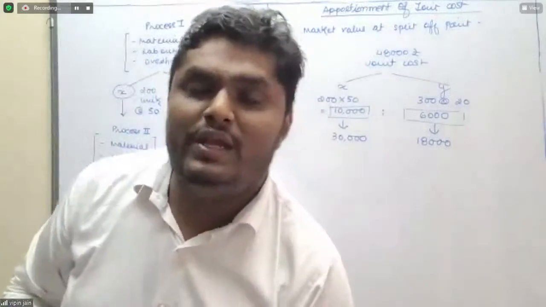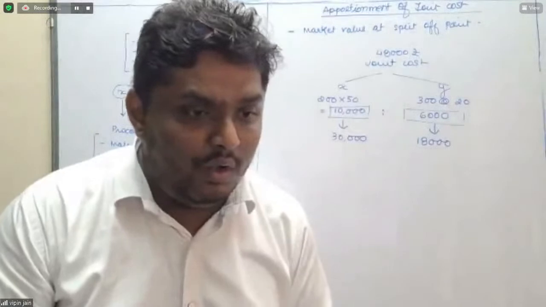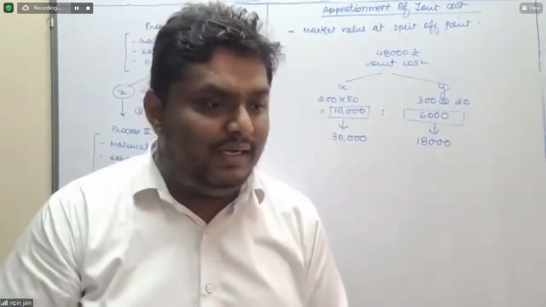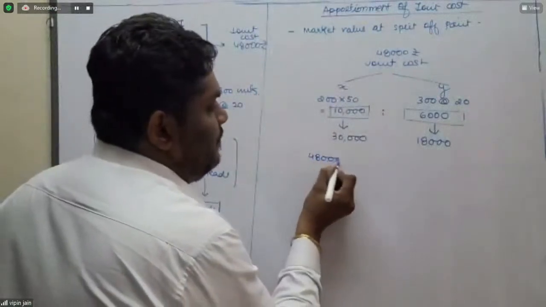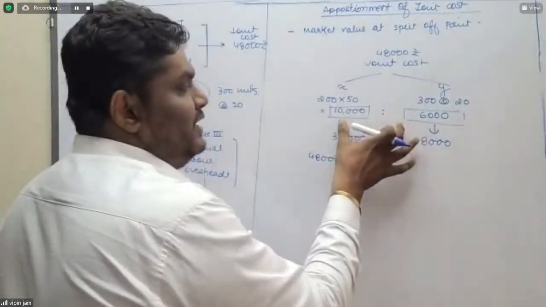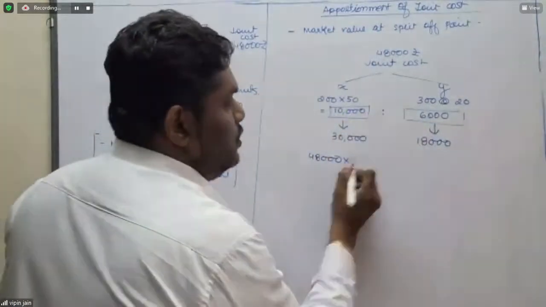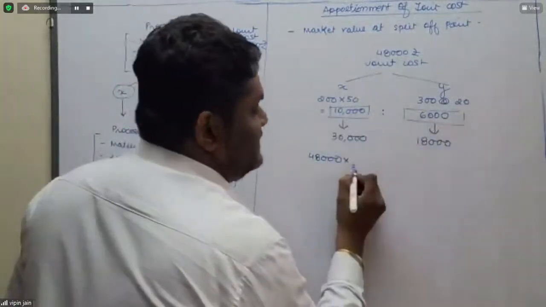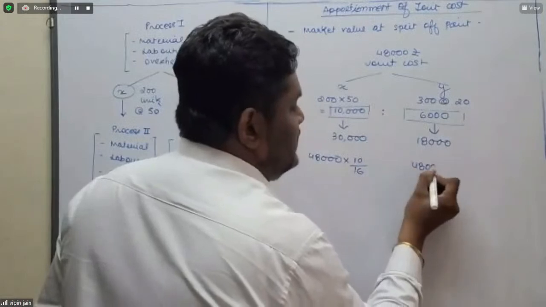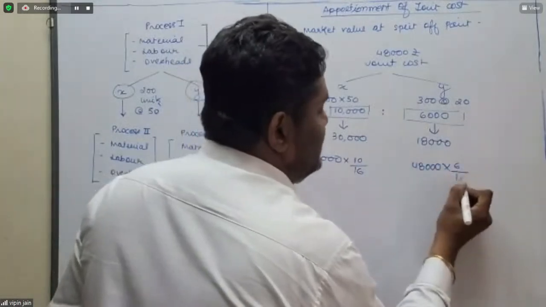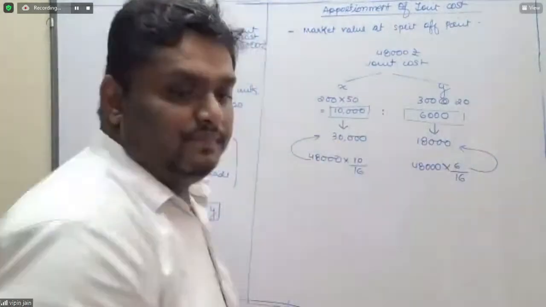Yes, Ria Goel, your answer was correct. There is a query from Samyak: how did you calculate 30,000 and 18,000? See, the total joint cost is 48,000. We have to distribute it in the ratio of 10,000 to 6,000, that is 10 to 6. So 10 plus 6 is 16. So 48,000 into 10 by 16, and 48,000 into 6 by 16. This is how I calculated 30,000 and 18,000.